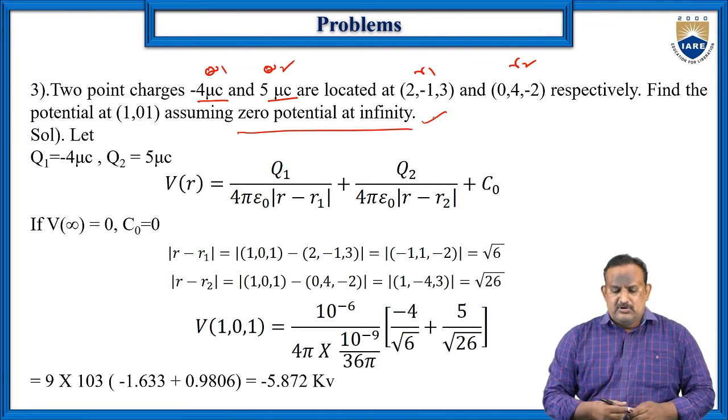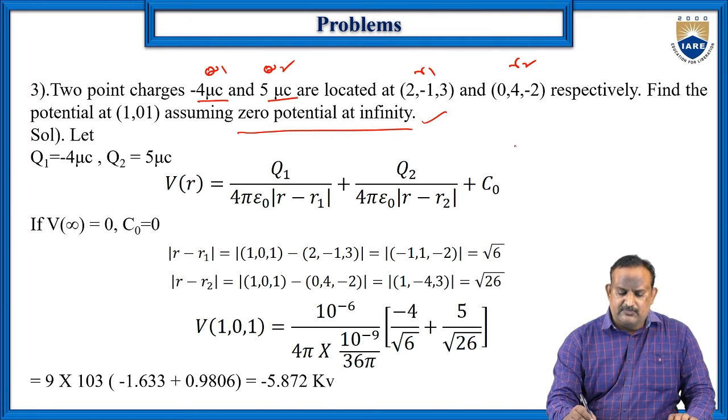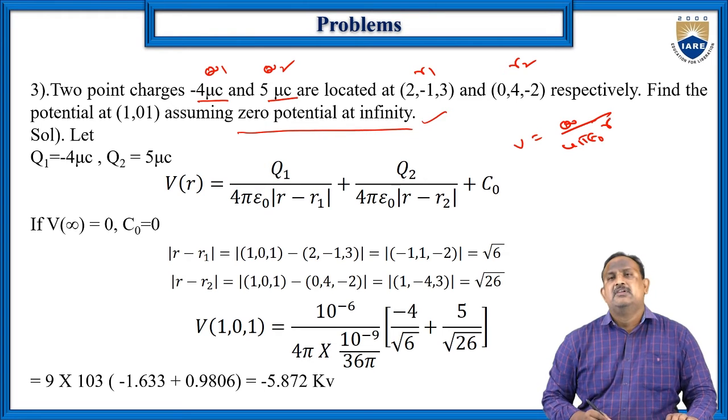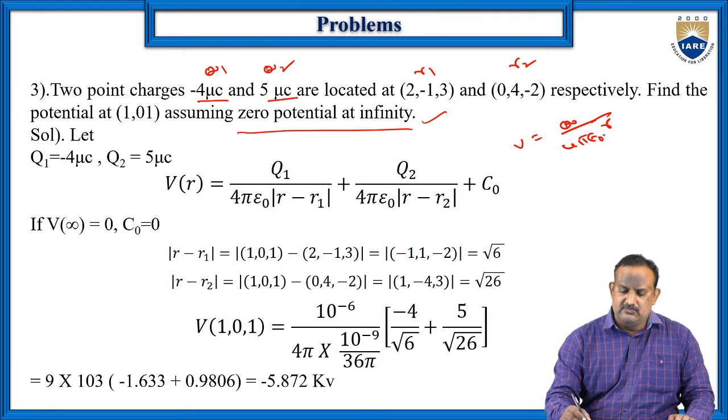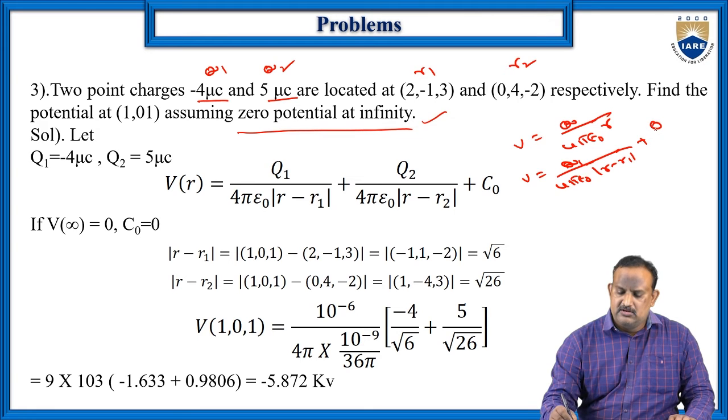So here we have the potential formula. The general formula for potential is V equal to Q by 4 pi epsilon naught into R. This is a general formula. Or if there are more charges, then we can have V equal to Q1 by 4 pi epsilon naught into modulus of (R minus R1), plus Q2 by 4 pi epsilon naught into modulus of (R minus R2), plus some constant C.